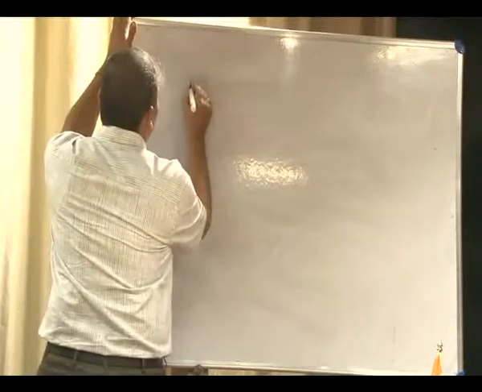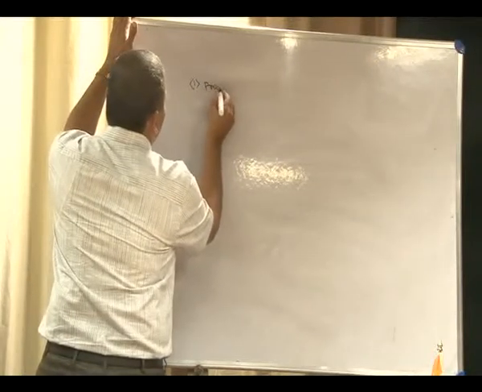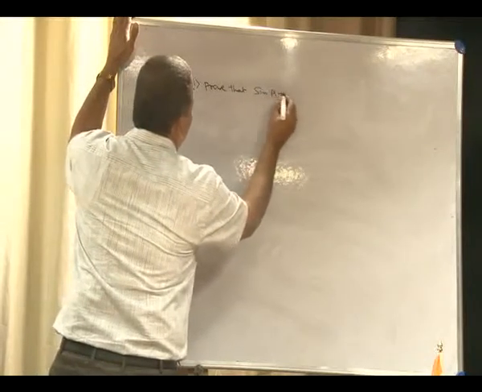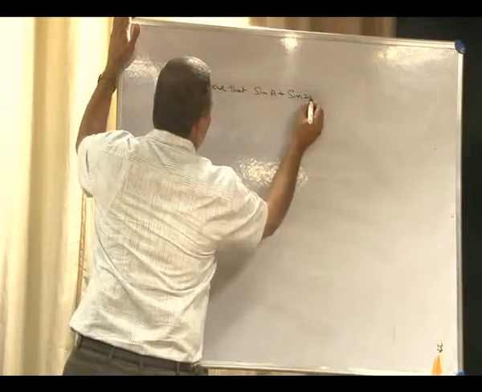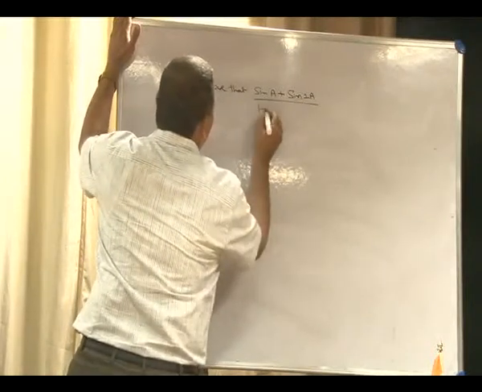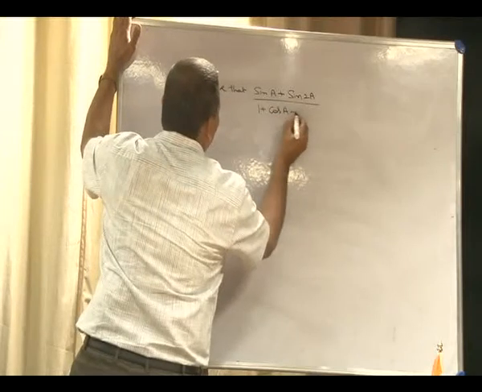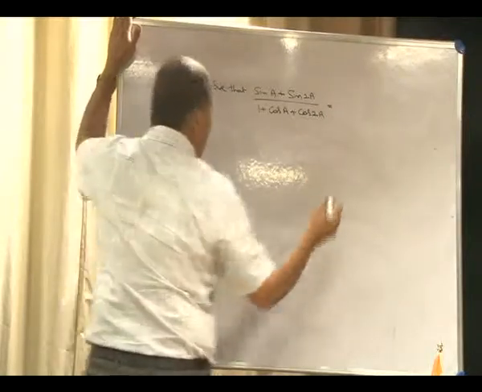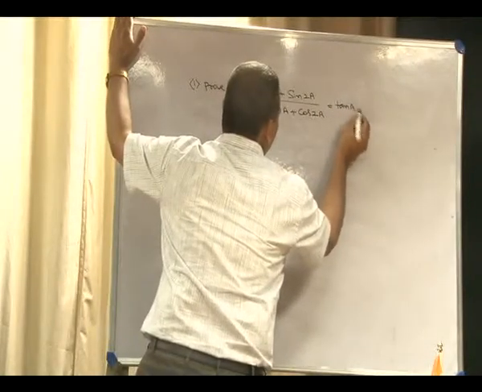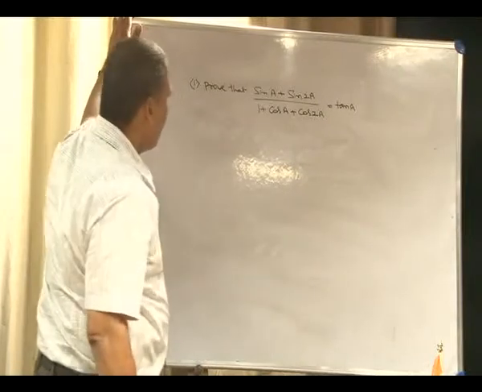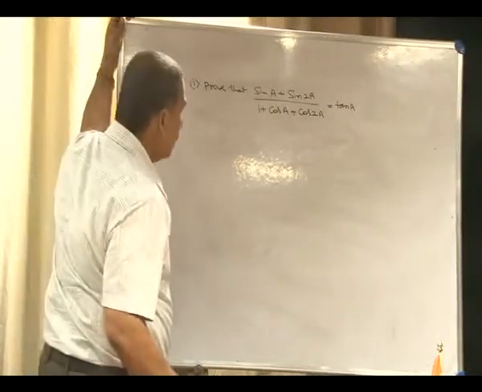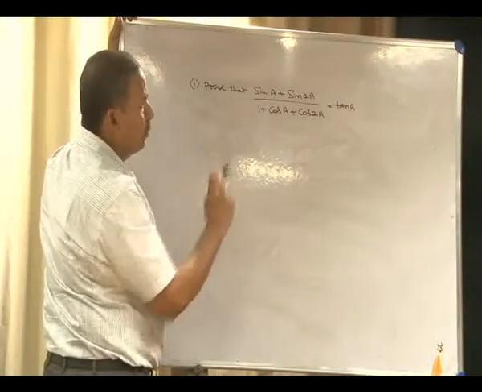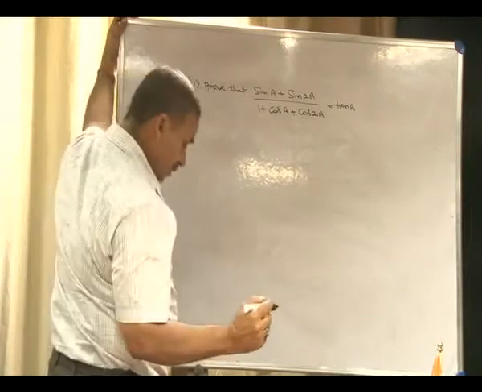Problem one: prove that (sin A plus sin 2A) by (1 plus cos A plus cos 2A) equal to tan A.